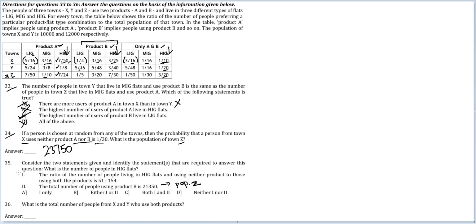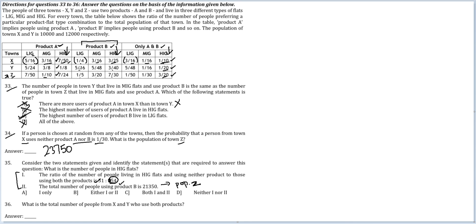The next step is use them together. This gives me the population. And now the ratio of number of people living in HIG flats and using neither product to those using both the products is, because I know this 154 number. Because 1 by 10 of 10,000, 1 by 20 of 12,000, 3 by 20 of whatever population of Z I get, this total I will get, and that is represented by 154 here. I would also be able to figure out what 51 is here.